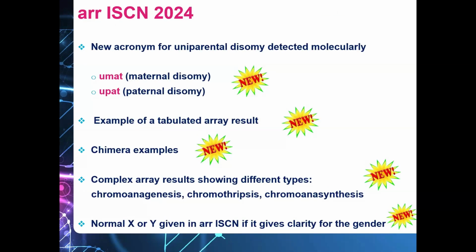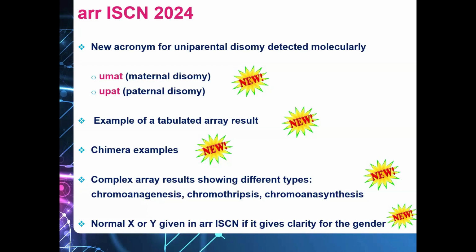There is a new acronym now for uniparental disomy. And we have given a table of a tabulated array result because sometimes we get more abnormalities than it's really feasible to put in a long string. Now that may depend on your LIMS or whatever system you have for reporting your results. But if you can put a tabulated result in, we've given you some advice on how to do that.